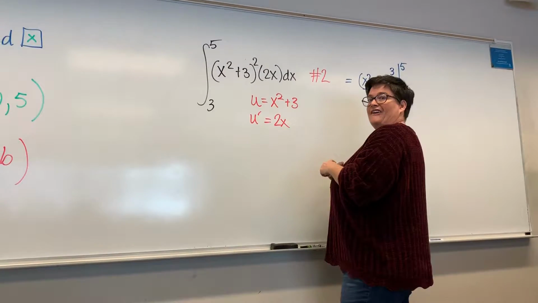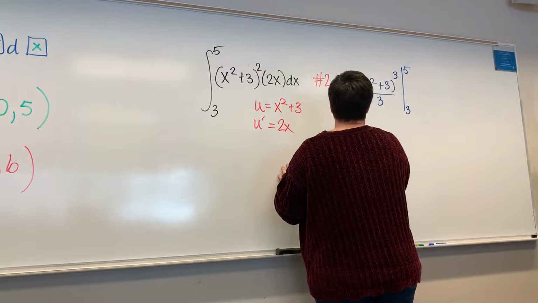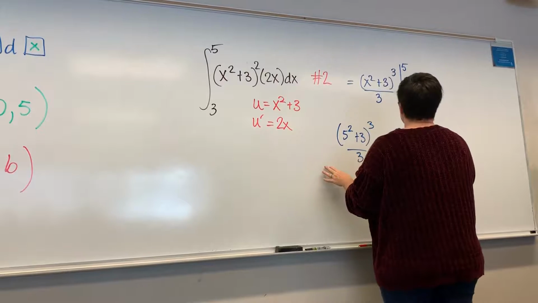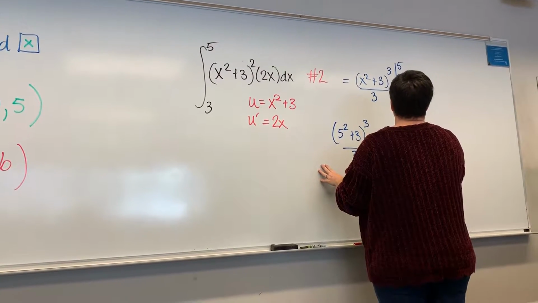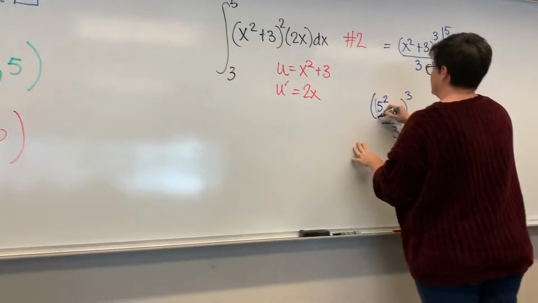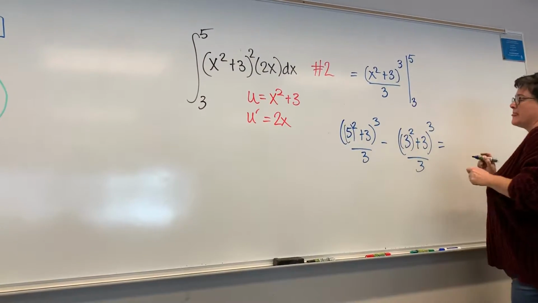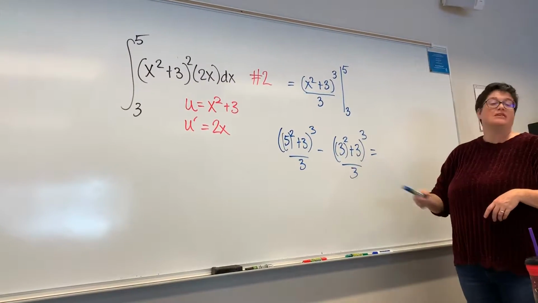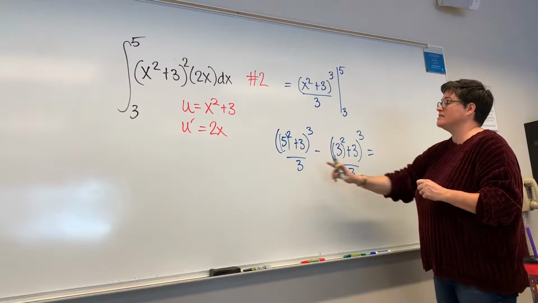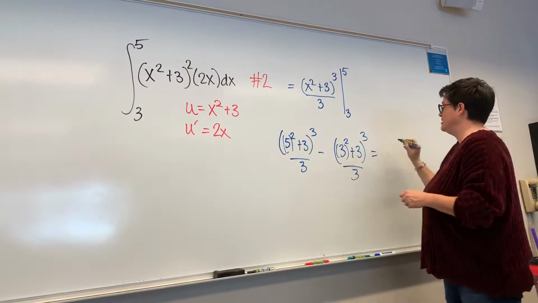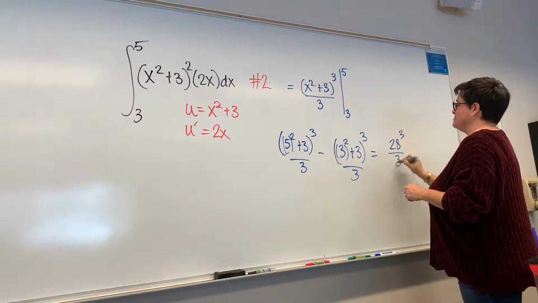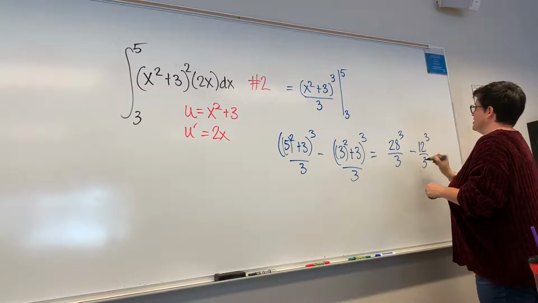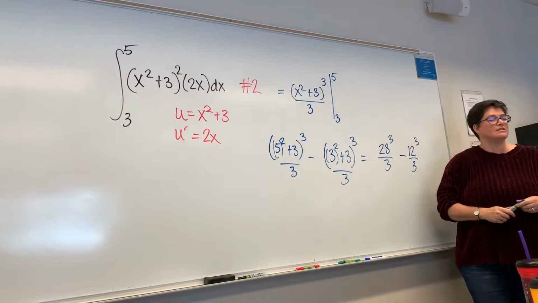Heard it. 5. Okay. So 5 squared plus 3 cubed over 3 minus 3 squared plus 3 cubed over 3. Boy, that's a lot of 3's. Equals. I like to do as much in my head as possible because throwing this into my calculator is a nightmare. But throwing this into my calculator, 5 squared is 25 plus 3 is 28. This is manageable. 3 squared is 9 plus 3 is 12. You guys see how that is much more manageable in your calculator?